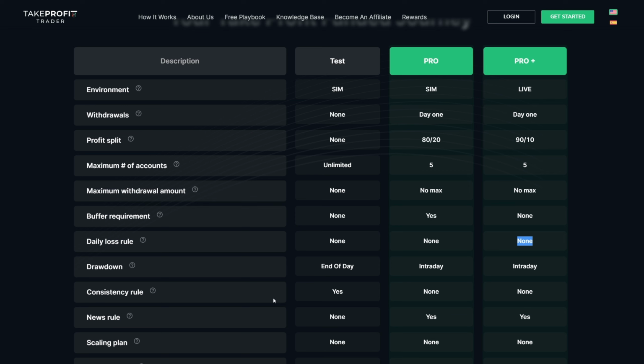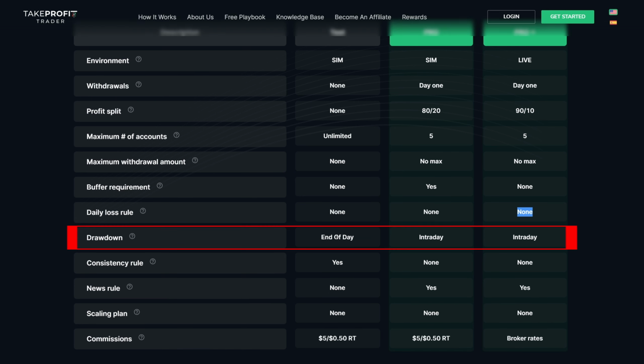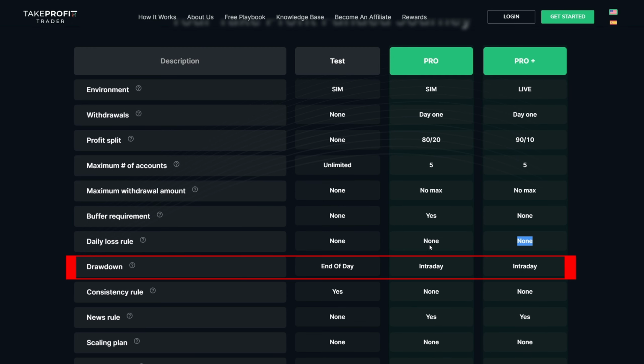Now, let's talk about a little bit of a negative. This is the only rule that I wish was changed. But again, this is very minor because I've been trading with Apex for quite some time. In the test phase, you have what's called the end of the day trailing drawdown, meaning your drawdown amount will not move up until the end of the day, assuming you made profit. However, once you're in the Pro or Pro Plus account, then you have an intraday trailing drawdown. So the drawdown will trail up on unrealized profit.